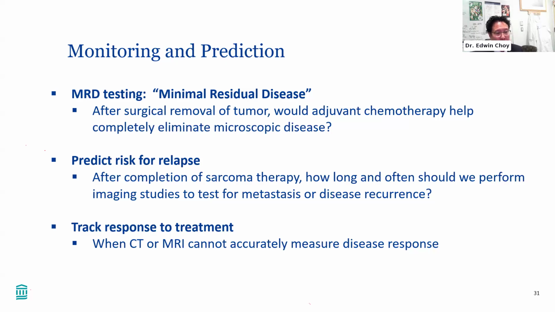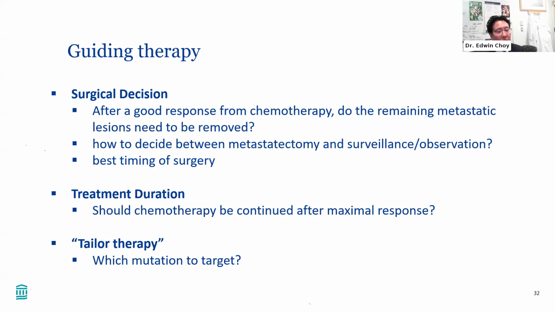We can also use ctDNA to track response to treatment when scans are not good enough, and Dr. Schulman gave a really nice introduction to how we can do that. In terms of guiding therapy, we also want to use ctDNA to help one day make surgical decisions. For example, if a patient has metastatic disease and they're responding really nicely to chemotherapy, there's always a question of how much more chemotherapy we need. At what point do we want to turn to surgery to remove whatever disease we have left behind?